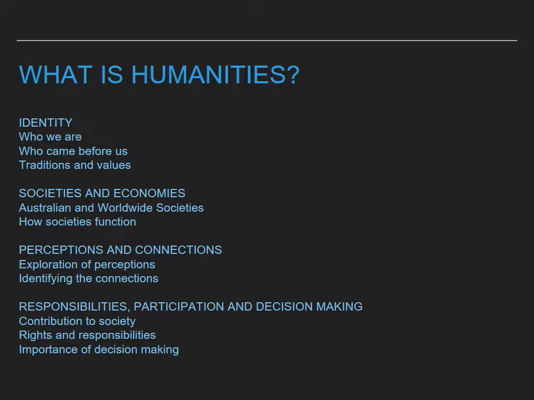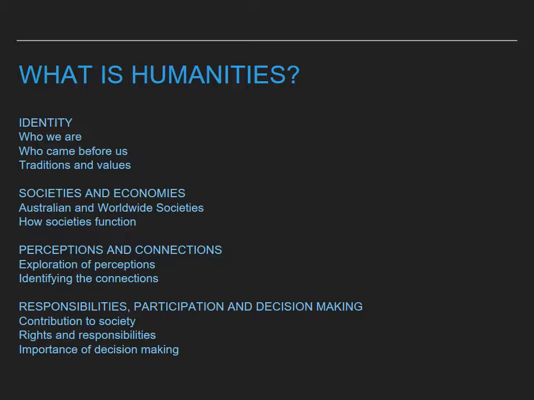Through the learning of humanities, students will learn about their own identity, Australia's heritage and cultural diversity. They will understand and learn about Australian and worldwide societies and how they function socially, culturally, economically, and politically. Students will be provided opportunities to explore different perceptions of people, places, ideas, and events. Over time, the students will be able to identify the connections between people, ideas, and events that are interconnected.